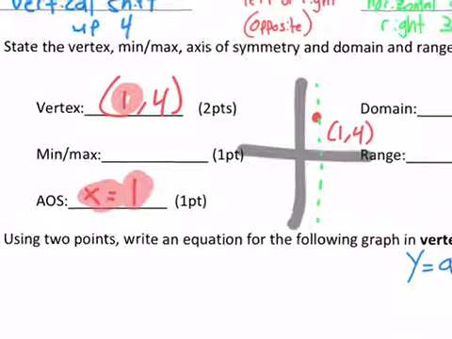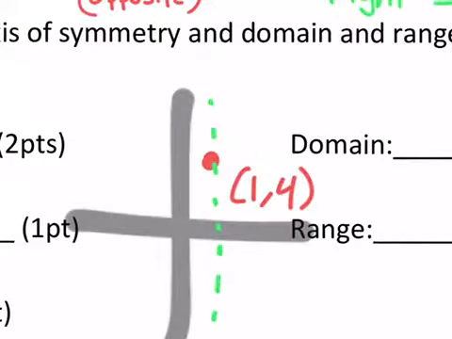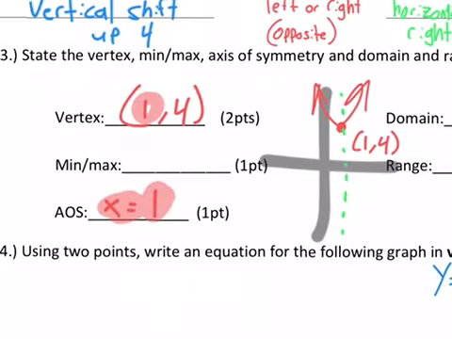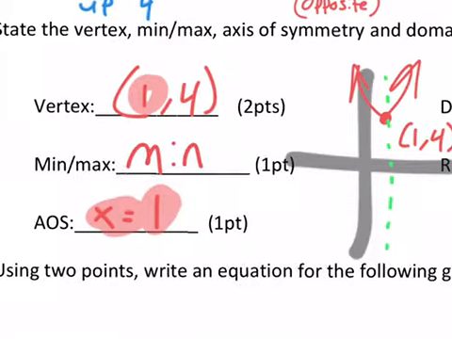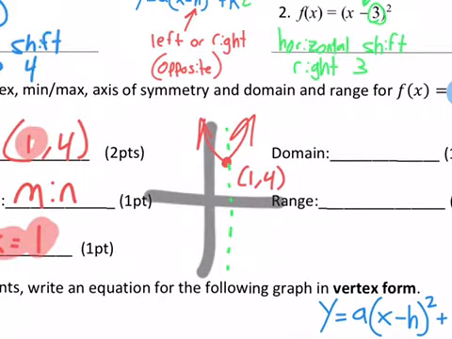Now, with this, taking a look at our a value. Our a value here is a +2. That means my parabola opens up. This is just a sketch to help us visualize. That makes our vertex a minimum, right? Because that vertex 1, 4 is the lowest point our parabola will ever go.